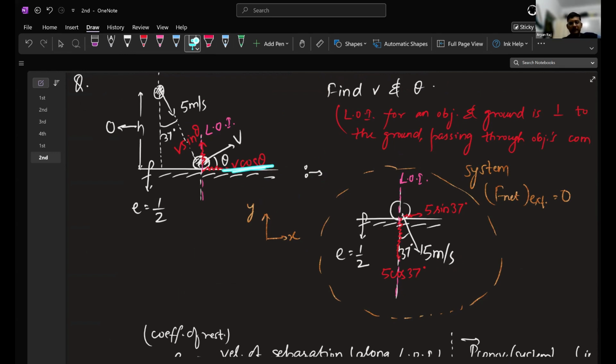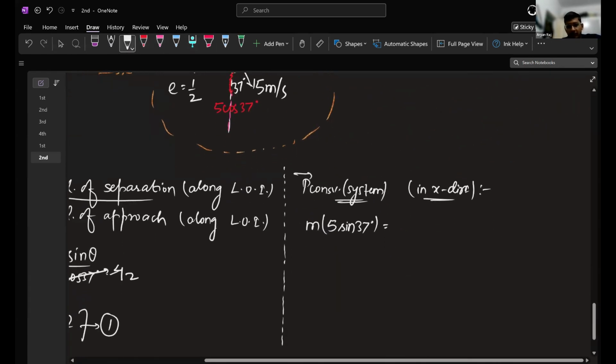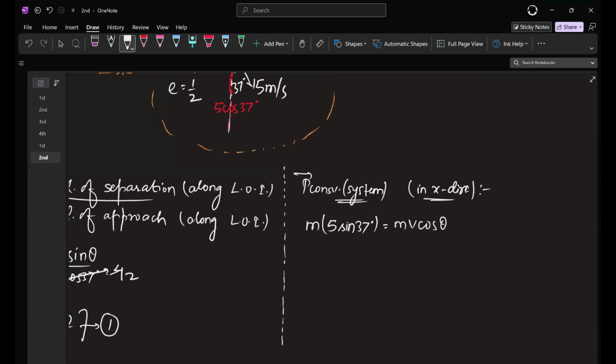Now what is the final velocity in the x direction? V cos theta, right? So m v cos theta it would be. Is it right? Now m will get cancelled out, and what is it that we are having? V cos theta is equal to 5 sin 37 degrees.